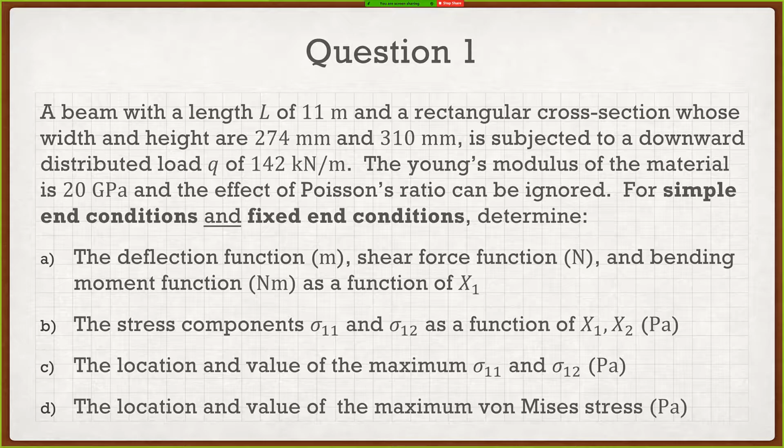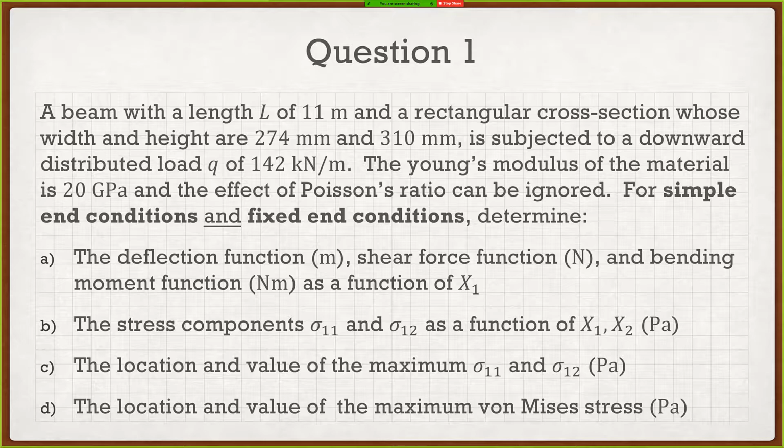Part B says the stress components sigma 1,1 and sigma 1,2 as a function of x1 and x2. So, there's going to be a difference right there. For the deflection function, the shear function, and the bending moment function, if you guys do it right, of course, they should only be a function of x1. However, those two stress components will be a function of both x1 as well as x2. And it wants these functions in terms of Pascal, so just Pa.